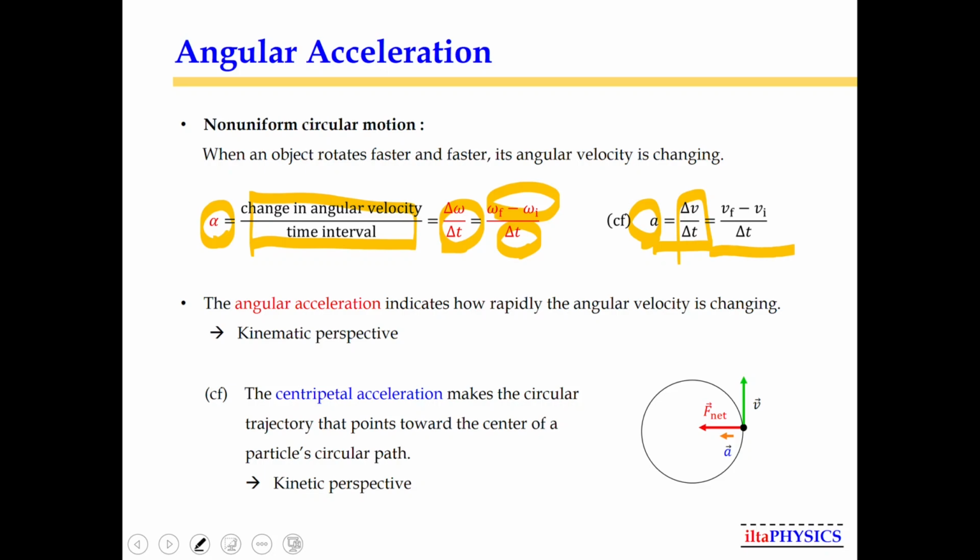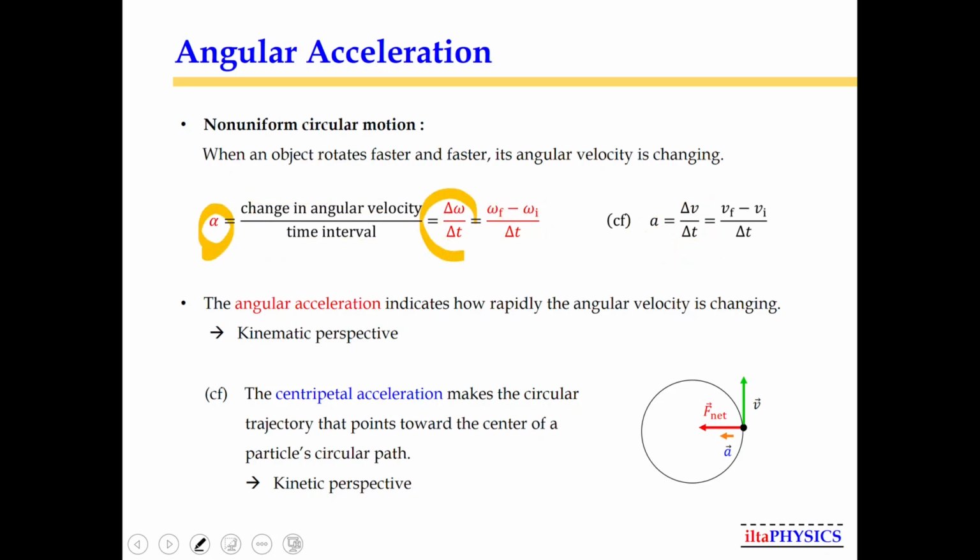It's important to note that this new angular acceleration is a different quantity from the centripetal acceleration we learned about earlier. To recap, centripetal acceleration is the acceleration that creates the center-seeking force, called centripetal force, that keeps an object on its circular path, as shown in the diagram on the right. In terms of physical meaning, you could say centripetal acceleration is more about the kinetics, which is related to forces, while angular acceleration is about the kinematics, description of motion.